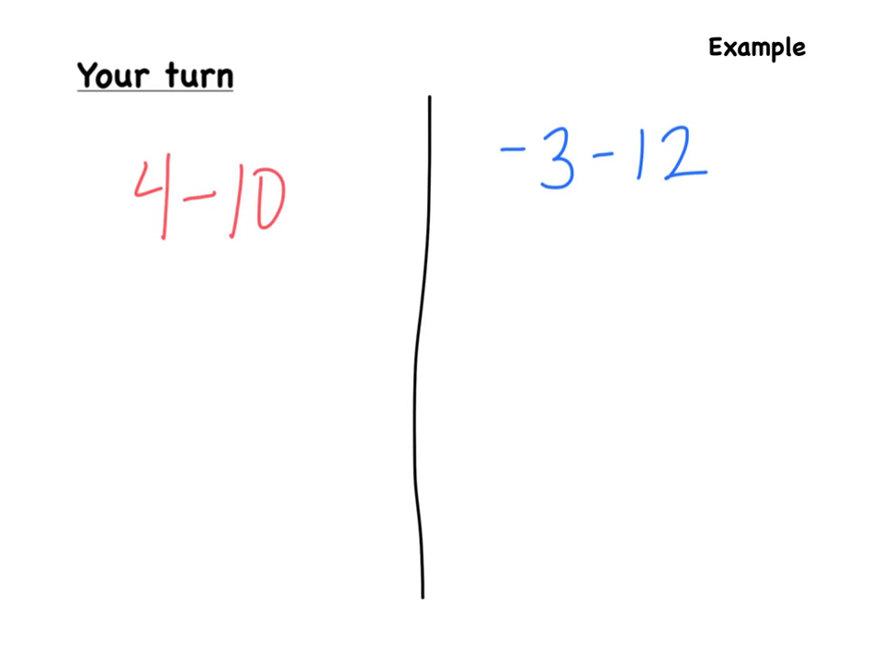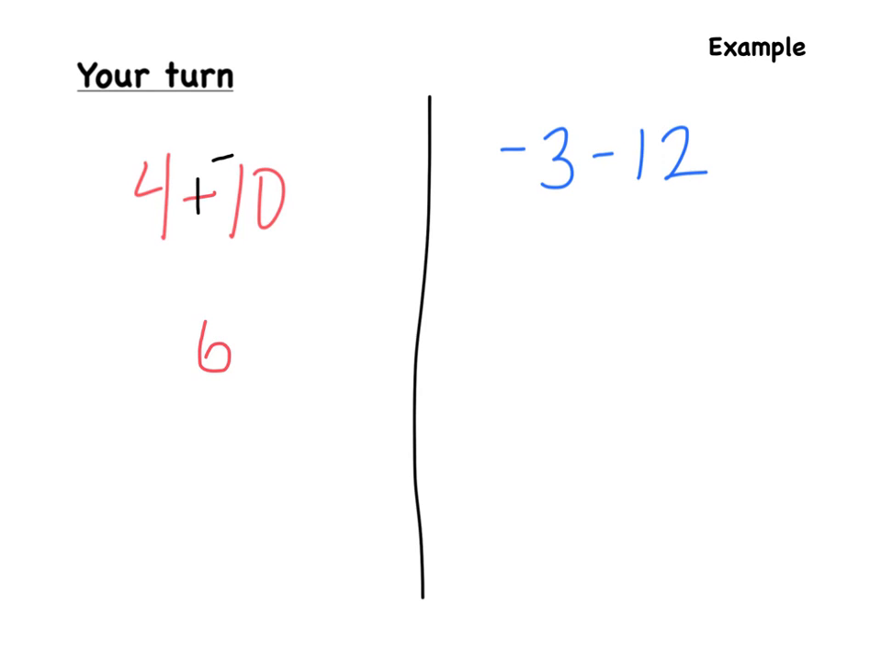Okay, so let's look at the first one. We have 4 minus 10. Remember, we are always going to add the opposite. So now it turns into 4 plus a negative 10. We know from last video, if we are adding a positive and a negative together, the first thing we do is find the difference between the two. The difference between 4 and 10 is 6.